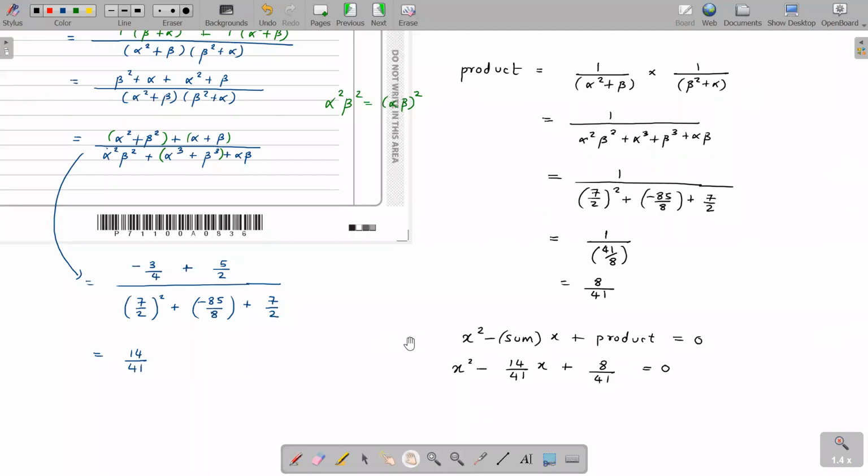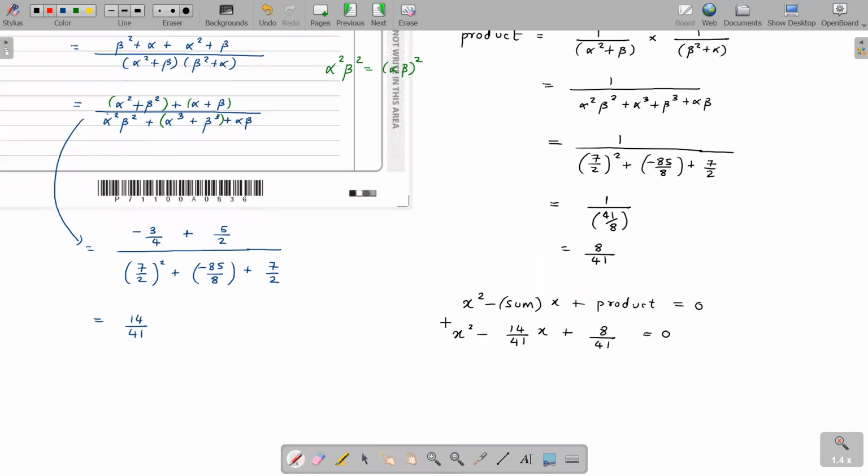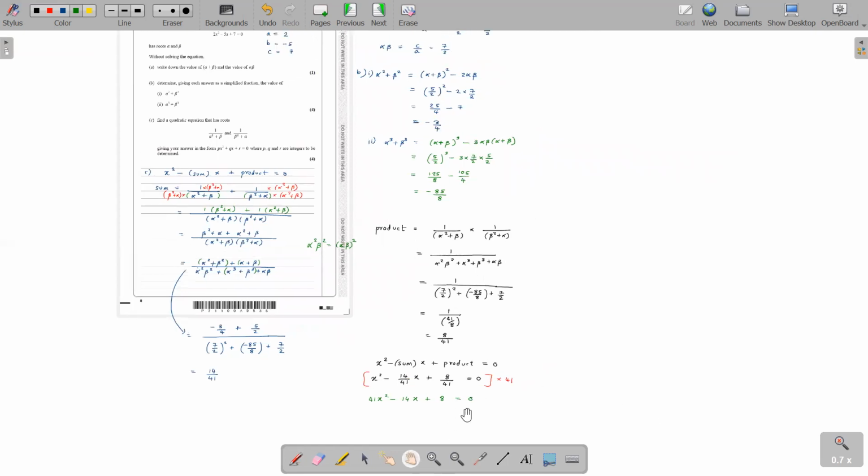So I think the equation they want is in integer coefficients, right? They told us they want integer coefficients. So multiply the whole equation with 41. So 41 into x square is 41x square minus 14x plus 8 over 41 into 41 is 8 equals 0. Okay, yeah. So this is the answer, the quadratic equation that has the roots 1 over alpha square plus beta and 1 over beta square plus alpha.